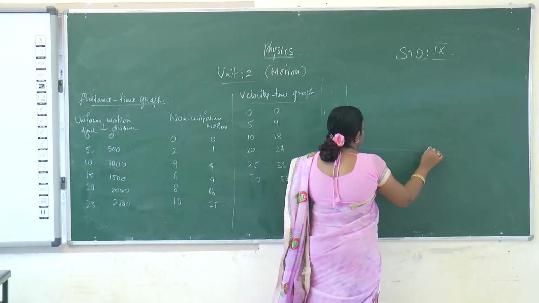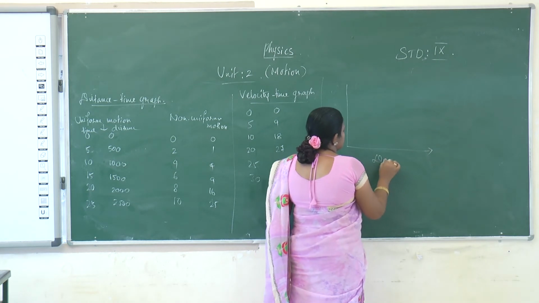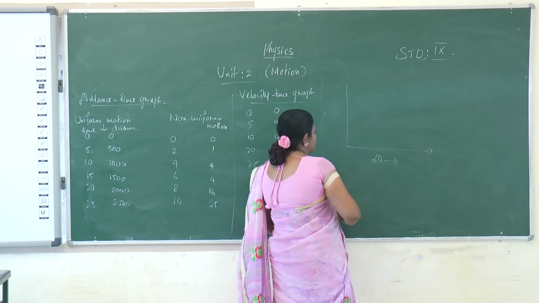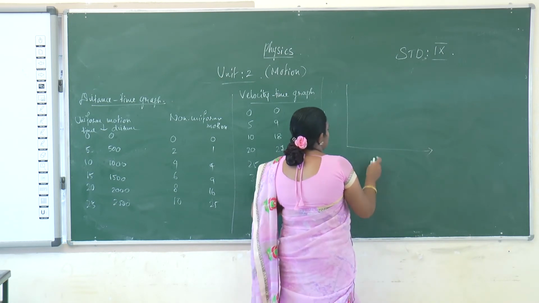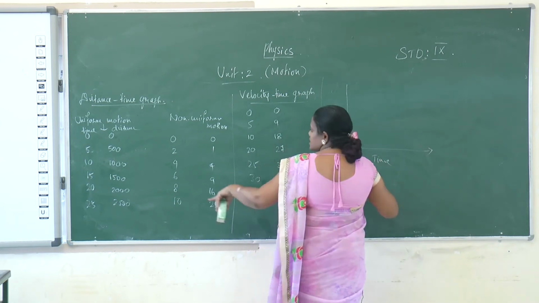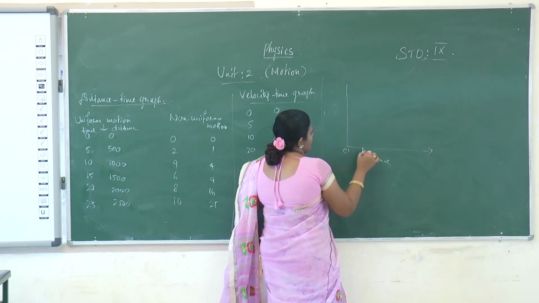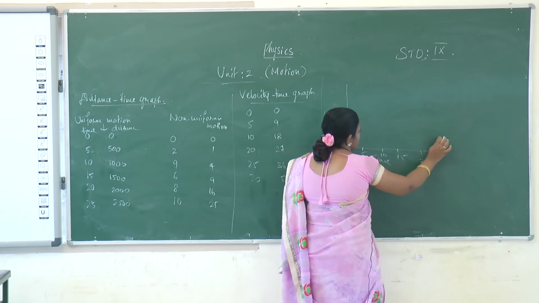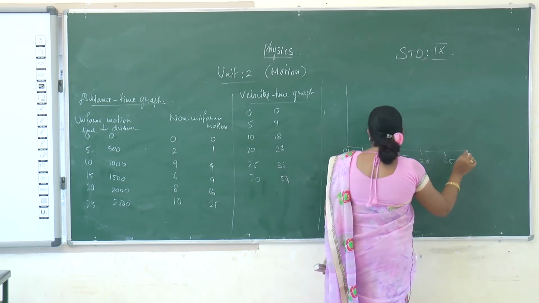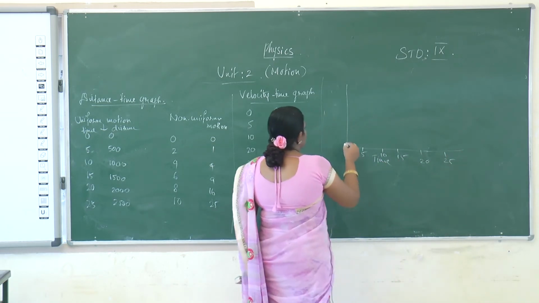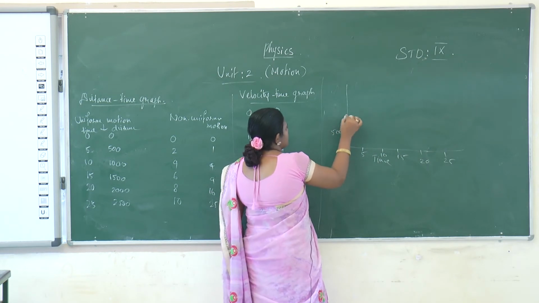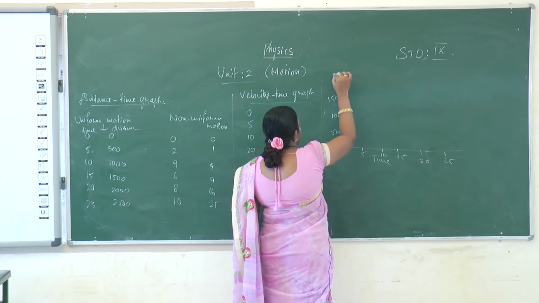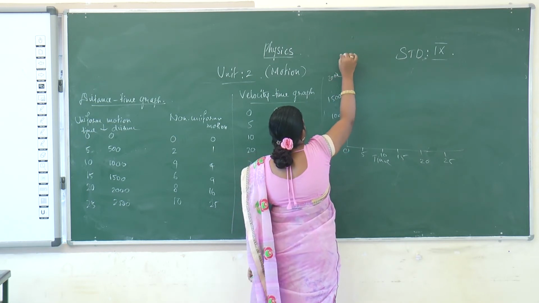So you take time in the x-axis. What are the values? Time 0, 5, 10, 15, 20 and 25. Then on this side, distance 500, 1000, 1500, 2000 and 2500.